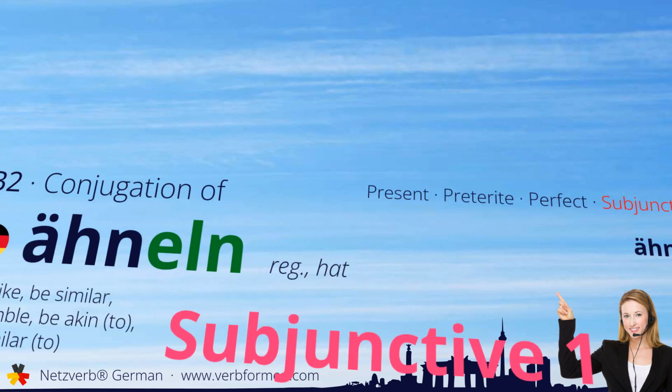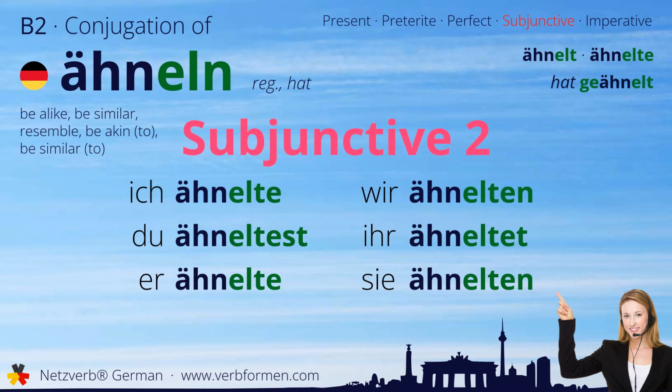Now we move on to the subjunctive two. Ich ähnelte. Du ähneltest. Er ähnelte. Wir ähnelten. Ihr ähneltet. Sie ähnelten.